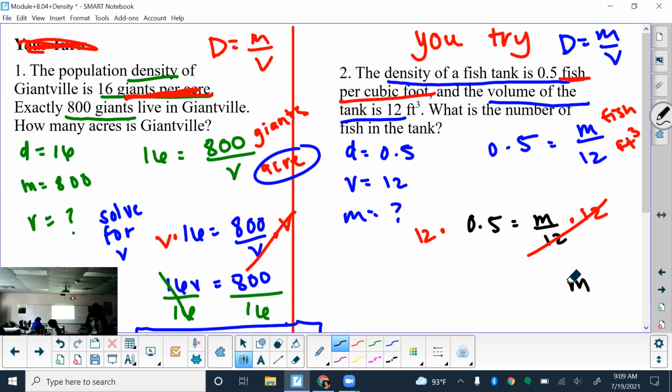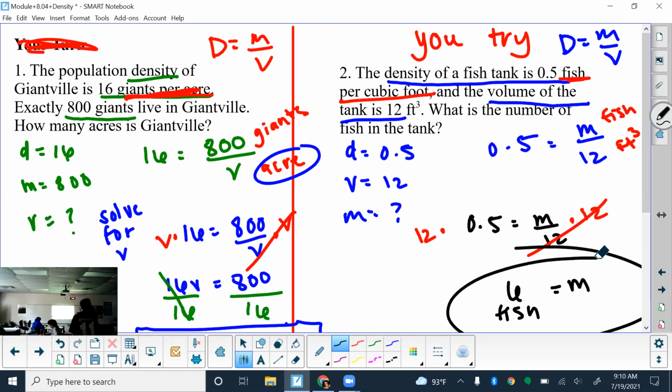M is now by itself. It's 12 times 0.5, which is 6. 6. All right, and then the units would be fish. All right, if you got that on your first try, good job. If not, just keep practicing.